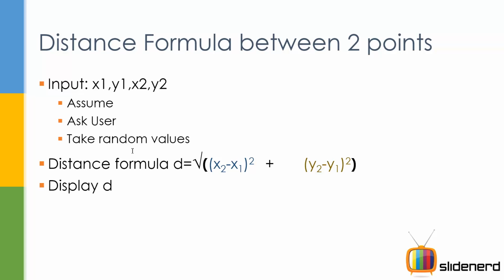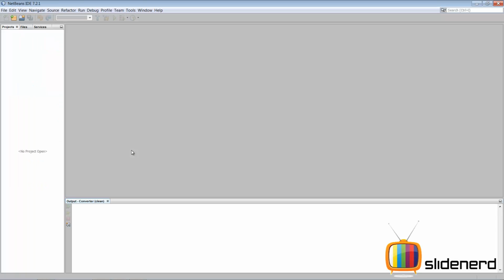Now as you can see, the formula is pretty complicated in this case. I mean, if you guys are beginners, you probably don't know how to write this in Java. So to keep things simple, I will assume the values of x1 y1 and x2 y2. Alright, so now let me get started. Let's kick this program's ass.